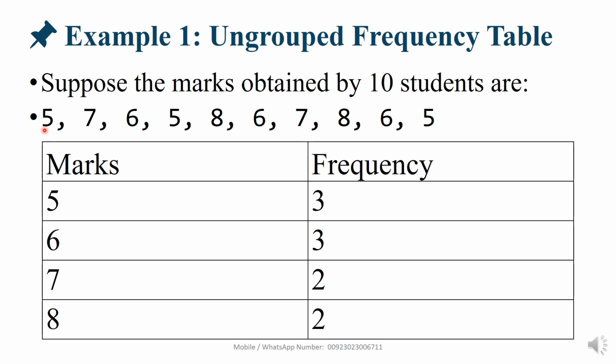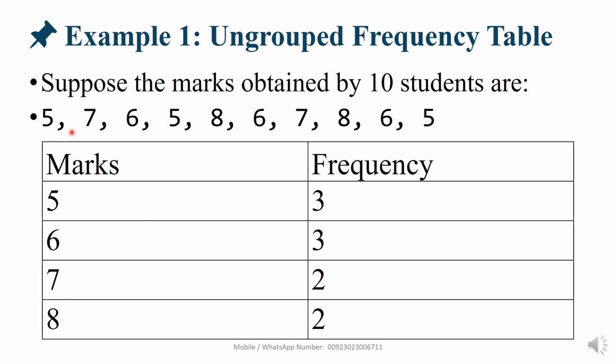Now we check 6. 1, 2, 3. And 6 is also 3 times. After 6, we check 7. 7 appears 2 times, so we write 7 is 2 times. Frequency means the number of times a number occurs.